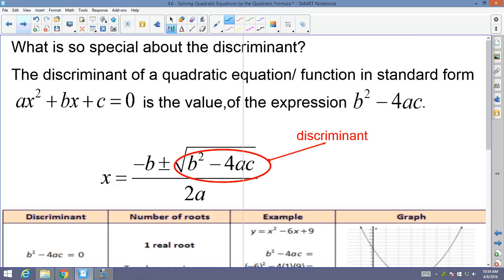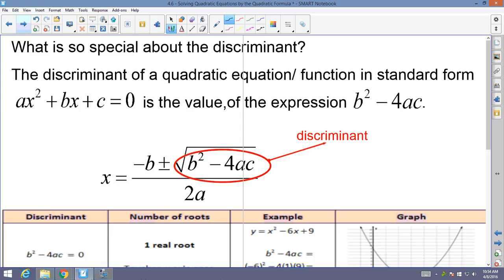What is so special about this discriminant? Well, the discriminant, guys, of a quadratic equation or function in standard form, ax squared plus bx plus c, is the value of the expression that is inside the radical. The discriminant is defined by simply b squared minus 4ac. You do not put it in a radical. You just take out those values. b squared minus 4ac all by itself gives you the discriminant.